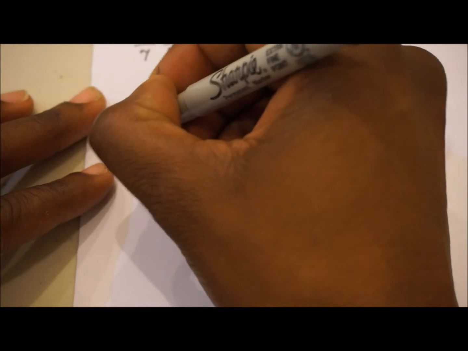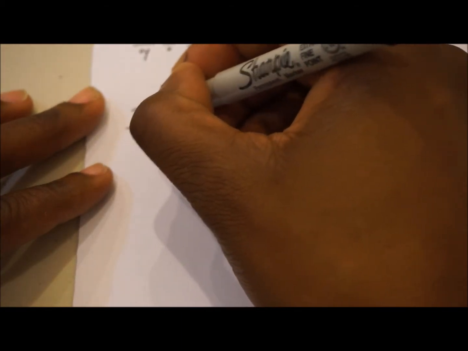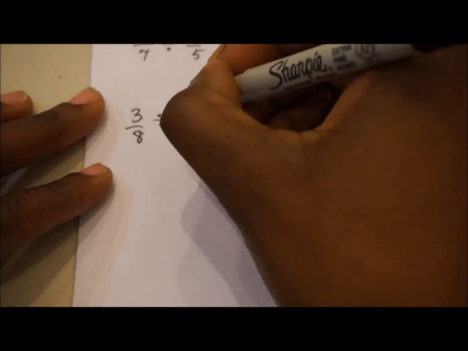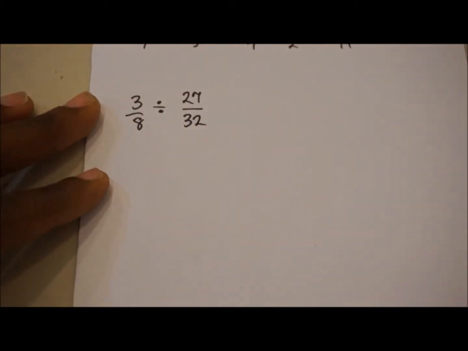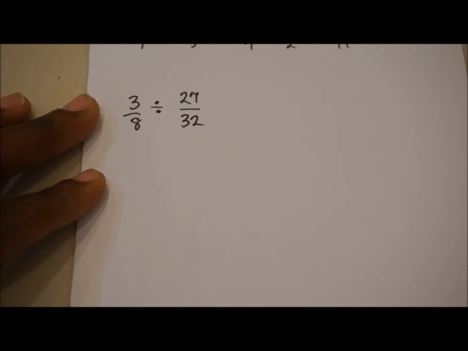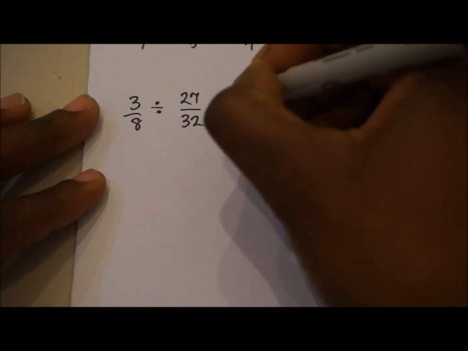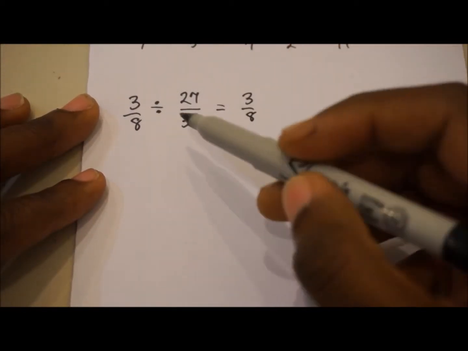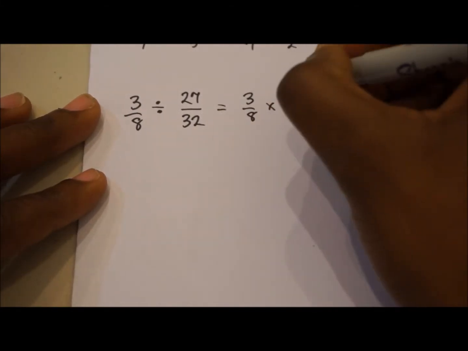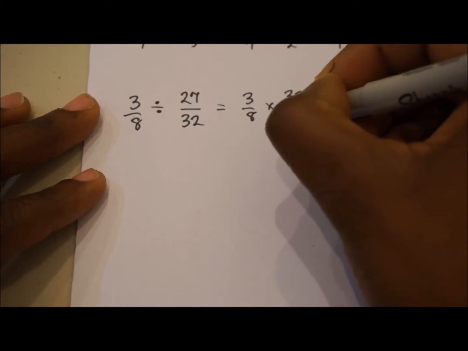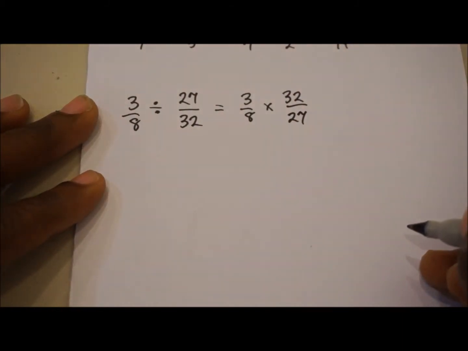I'm given 3/8 and asked to divide that by 27/32. So 3/8 divided by 27/32. Again, what's my point? My point is take the division sign, convert it into a multiplication sign, and the fraction immediately after that gets flipped upside down. So 3/8, division changes into a multiply, fraction immediately at the back flips upside down. And from here, I'm back to my multiplication problem.